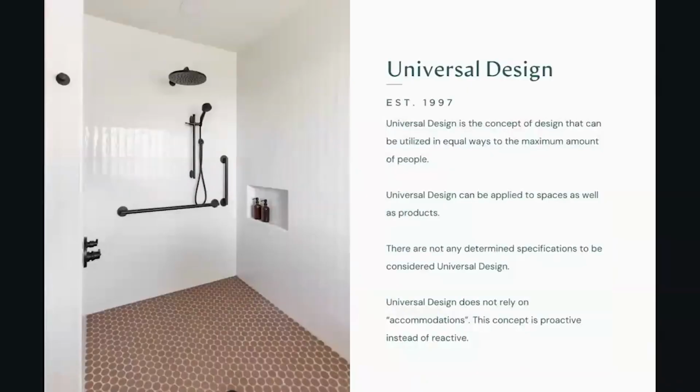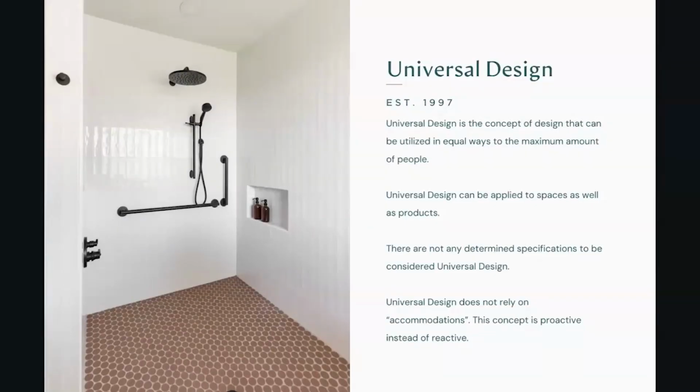Moving on to universal design. Universal design is a concept of design that was established in 1997. The idea behind universal design is, how do we make spaces and products to be utilized in equal ways by the maximum amount of people? Like I said, universal design is not only for spaces, it can also be for product design.